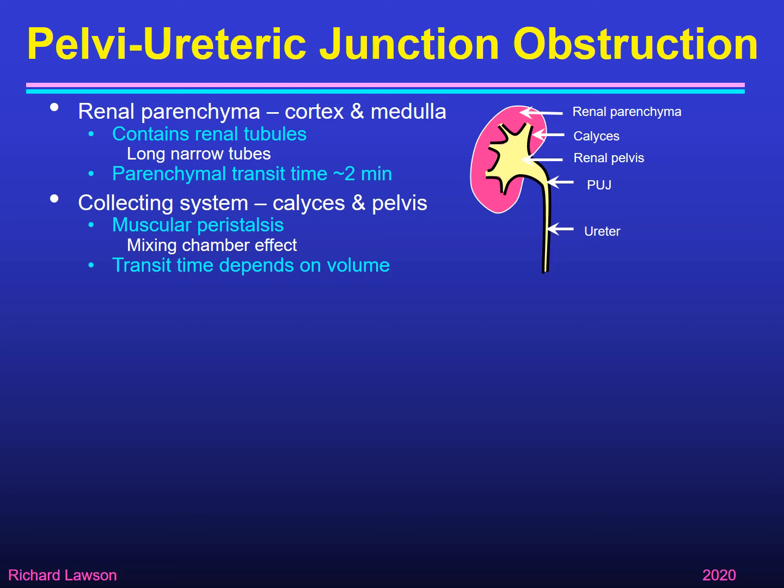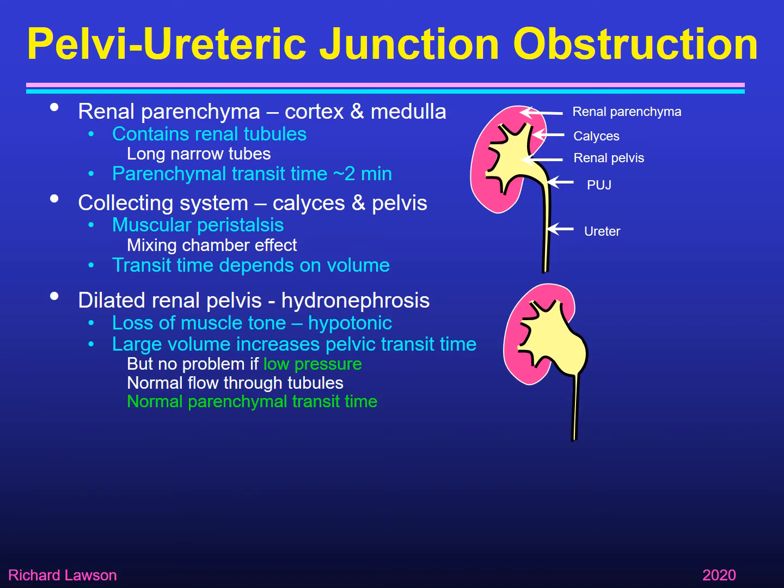But the collecting system, which comprises the calyces and the renal pelvis, before it drains down through the pelvi-ureteric junction and then down the ureter, the renal pelvis is surrounded by muscles which have peristaltic waves, contractions, which squeeze the urine through the renal pelvis, through the pelvi-ureteric junction and then down the ureter. But the renal pelvis has quite a significant volume, so there is a mixing chamber effect here, and the time it takes for a molecule of radiopharmaceutical to pass through the pelvis depends on its volume.